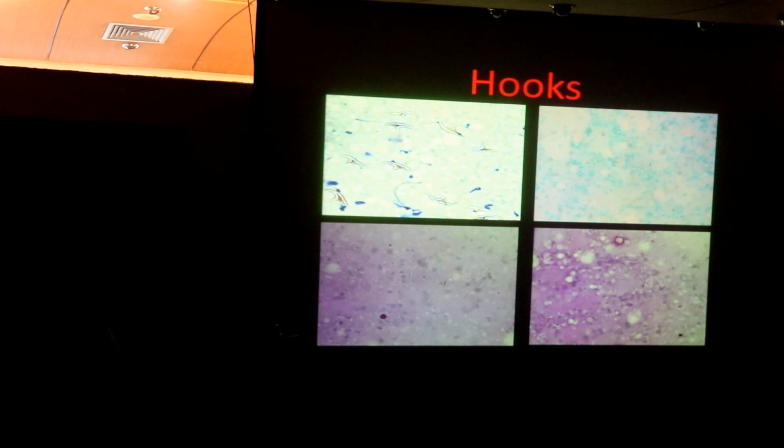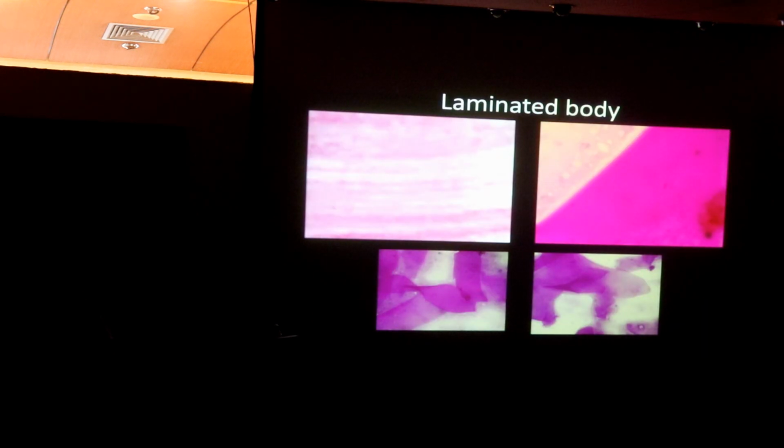This is called the hooks. And if you see one of them, usually you don't see many of them, actually. In some cases I only saw one in all the slides, and you can call it echinococcus. But the third one is the laminated body. And Dr. Ibrahim showed where the laminated body is. The laminated body is the least specific, because other things may produce something mimicking it.